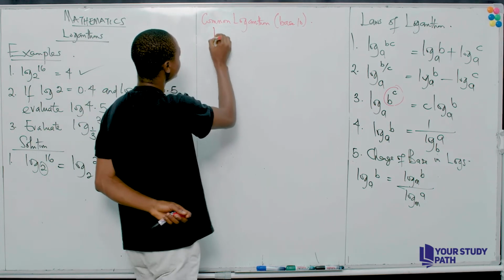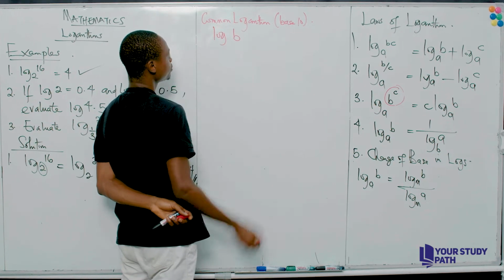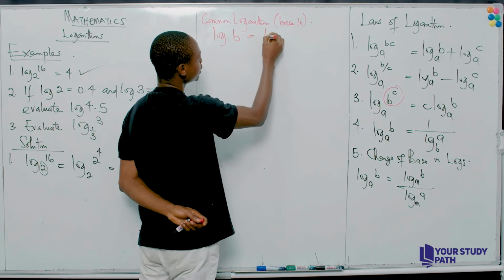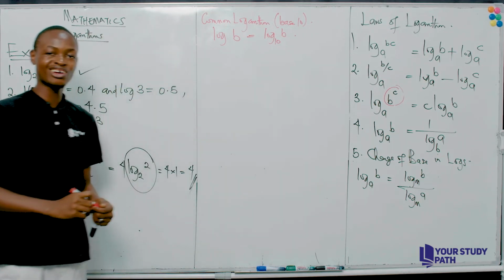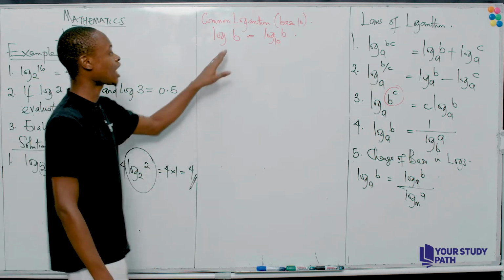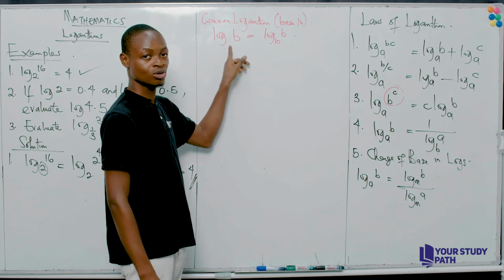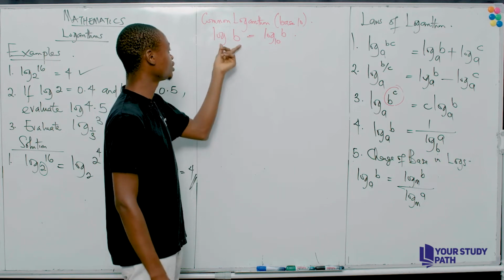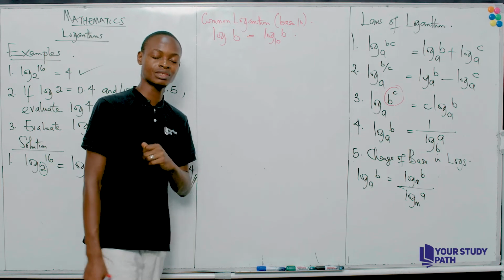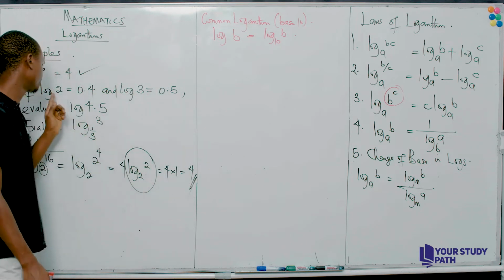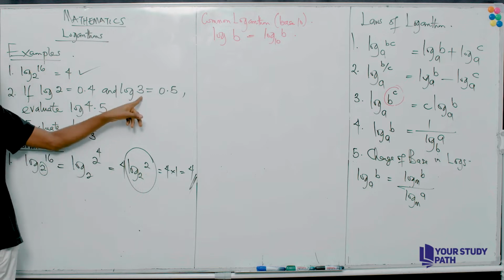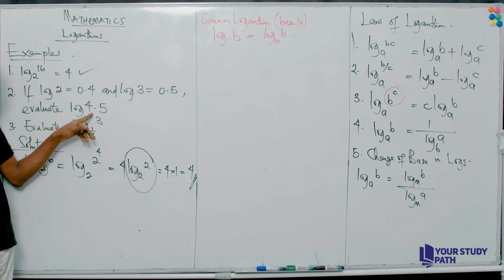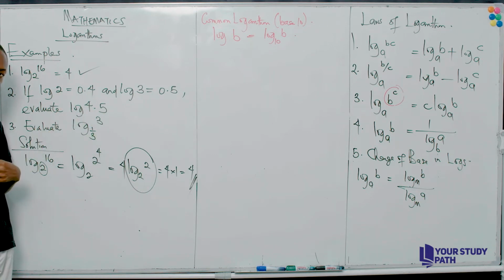So if we have log b, it's still the same as saying log b to base 10. So it's only the common logarithm that allows the base of the log to not be written. So if you see just log b, then just know that it's the same thing as log b to base 10. So it means that when we have log 2 here, we are saying log 2 to base 10, log 3 to base 10, log 4.5 to base 10.